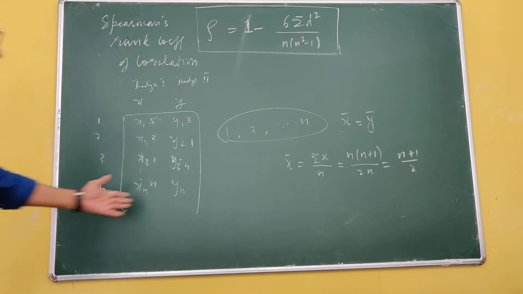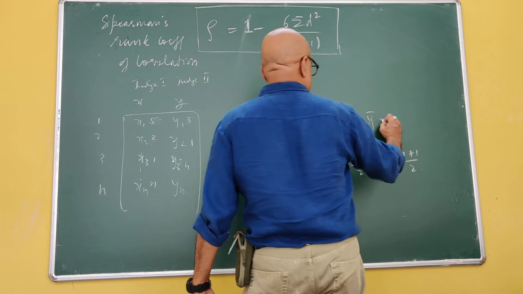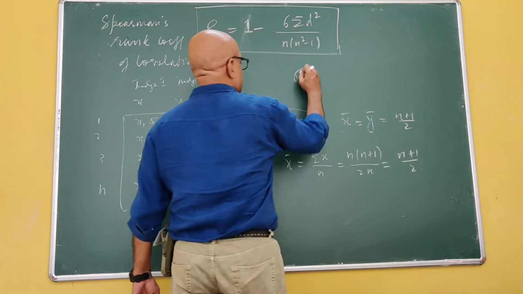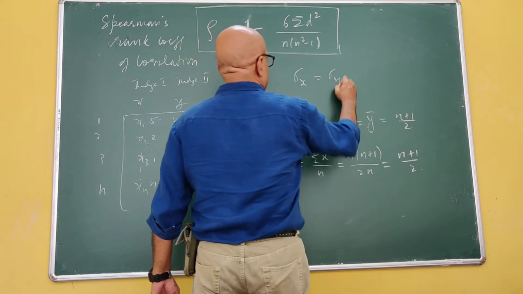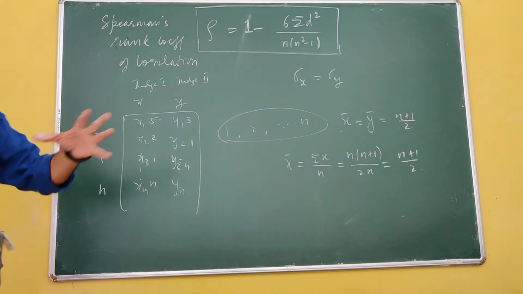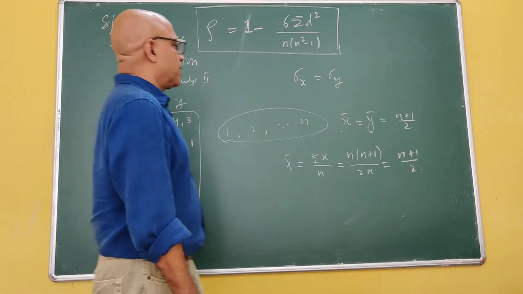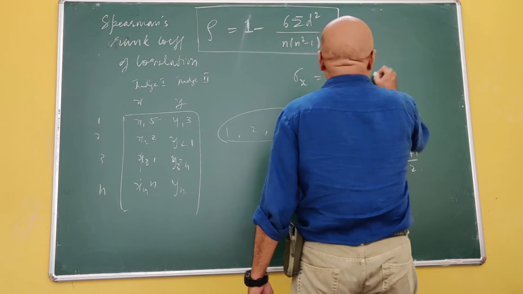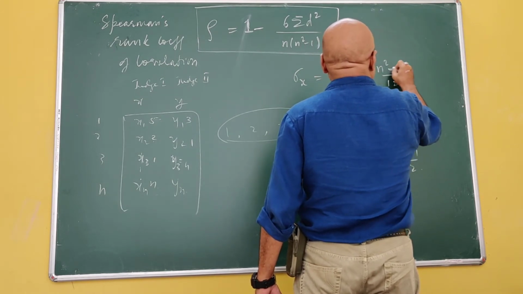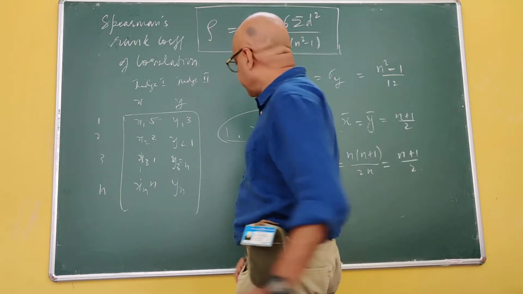In which case, x bar and y bar, the means, will be equal, and they turn out to be n plus 1 divided by 2. What about sigma x? Sigma x and sigma y also will be equal because they are the same values, not in the same order. They become something like n square minus 1 divided by 12. I know this because I have just now calculated it, and let's do it. That's not very difficult to do.